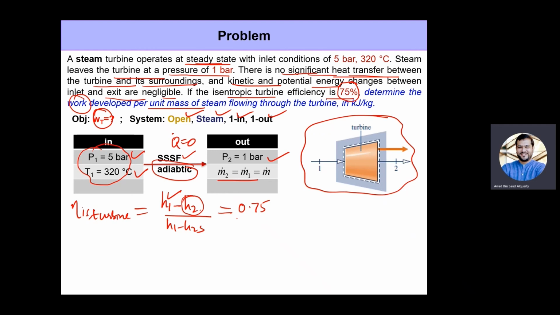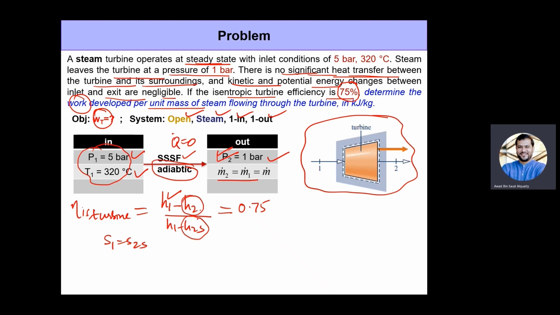So the easiest way to go ahead with solving this is that we need to somehow find H2S. So the question is, can we find H2S? H2S is the enthalpy at the exit for an isentropic process. We have the pressure at the exit already available to us, so all we need is one more property to fix state 2S. And the key part here is that for an isentropic process, S1 is equal to S2S. S1 is equal to S2, or S2S, just to say that it's an isentropic process.